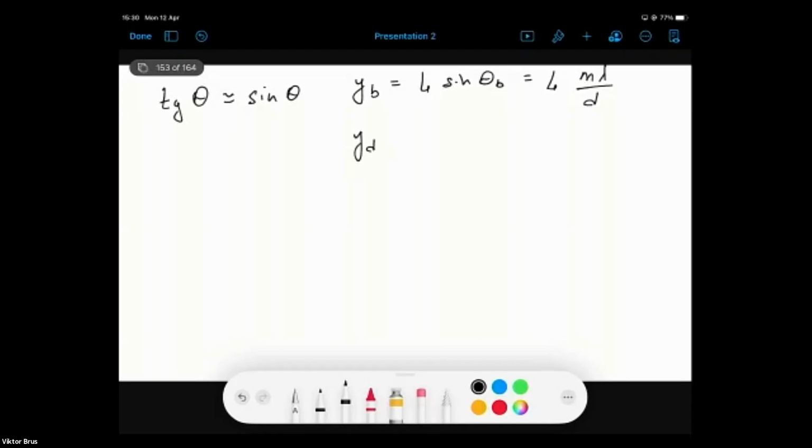So the same we can write for the dark fringes. Y dark is equal to L times sinus theta dark, and this is equal, according to the definition of minima of interference, to L times m plus 1/2 times lambda divided by d.